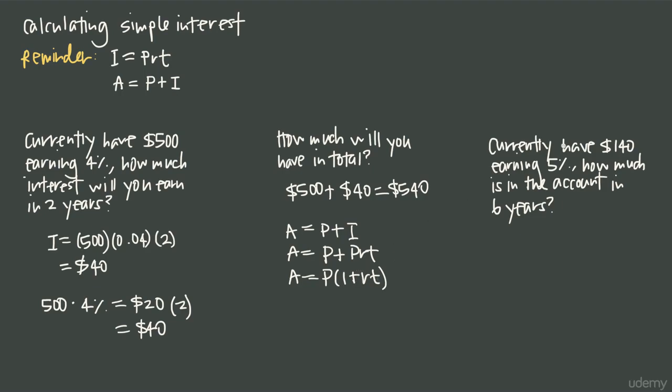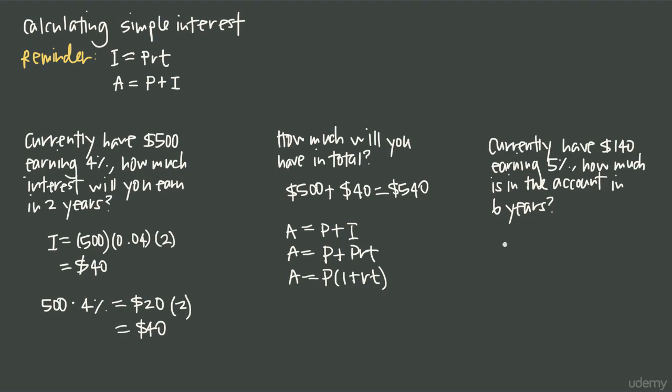So in this problem, we're told that we currently have $140 in an account and we're earning 5% interest. We've been asked to find how much is in the account after 6 years. So notice that they didn't ask us, how much interest did you earn? They just asked us, how much do you have in the account in total after 6 years go by? Okay, well, we know how much we have in total we can calculate using this formula for A.